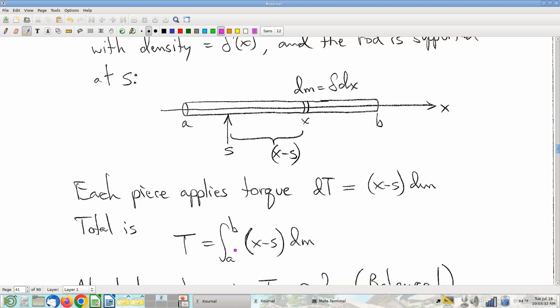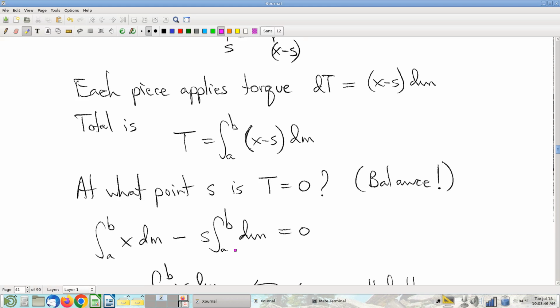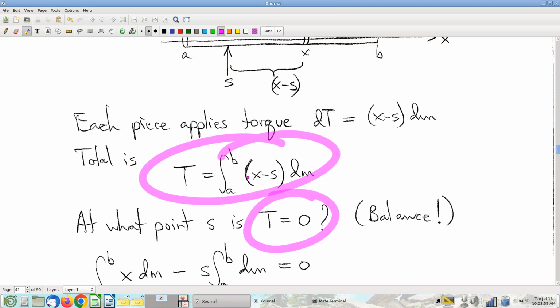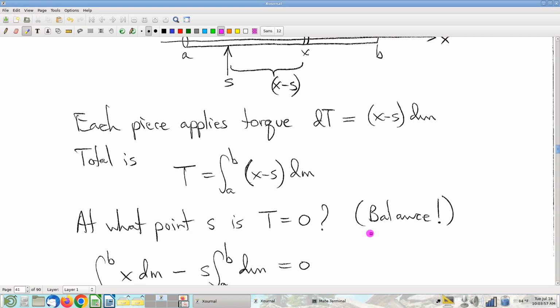So here, the total torque is not 0 and the thing falls. But at that support point, the total torque is 0. And that's why it balances. Okay, so if I want to find that balance point, all I have to do is take this torque, set it equal to 0, and then solve for what I'm interested in. In particular, I'm interested in the balance point. The balance point is this point here that makes the torque 0. So we're going to solve for S.